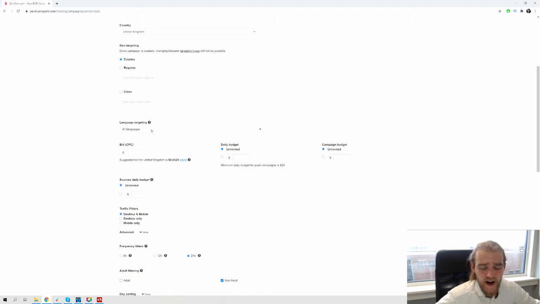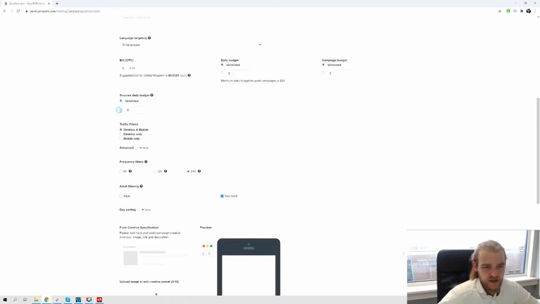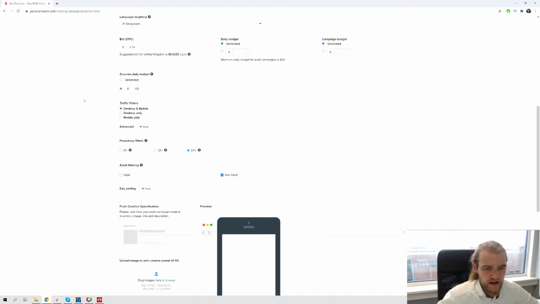Language targeting, I don't care about that. As long as you live in the UK, you can see my offer. I don't care. CPC, suggested bid for United Kingdom, is 3.25 cents. So I'm just gonna go with 4 cents. There we go. And the daily budget, let's say 150? It's quite a lot, but whatever. Probably won't spend that whole budget anyway.